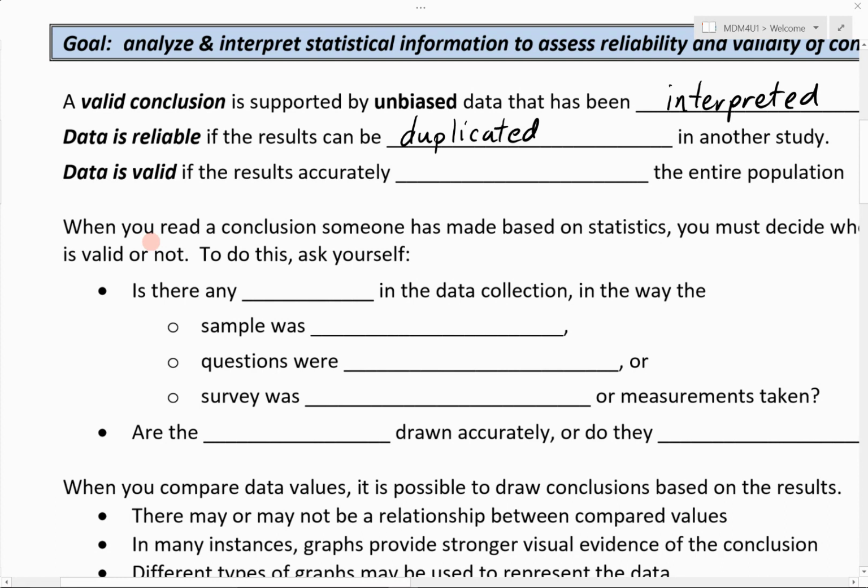So, data reliability versus validity. Reliability talks about duplication. Validity refers to whether that data supports your entire population, so whether the results accurately represent the entire population.